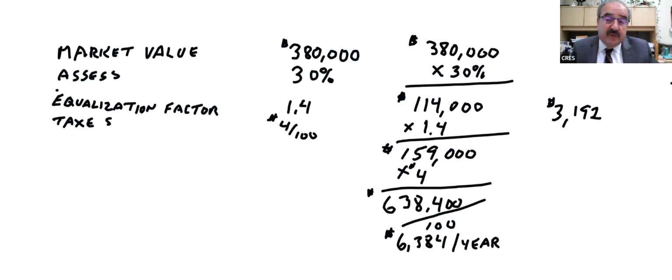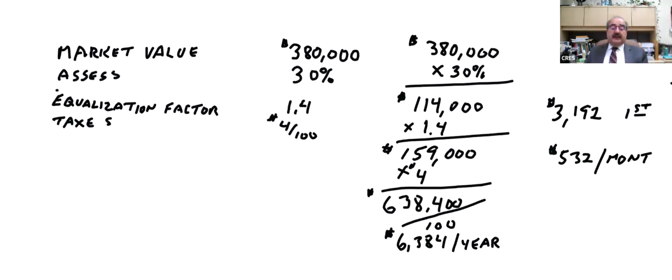Now, that's if they ask for the first installment. If they ask for the monthly taxes, then you take $6,384 and divide it by 12 months, which comes out to $532 per month. So please be careful, pay attention to what they're asking for. So that's how you solve the property taxes.